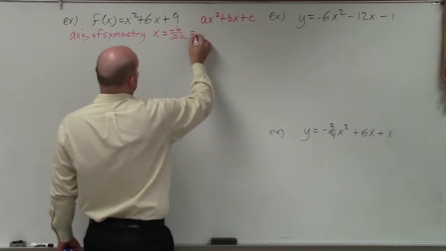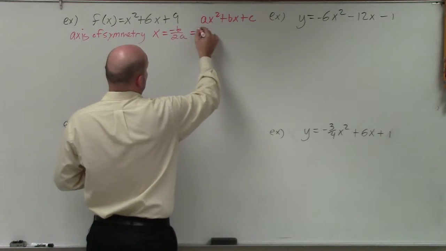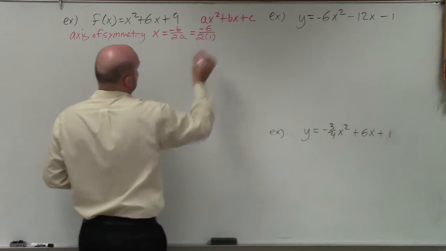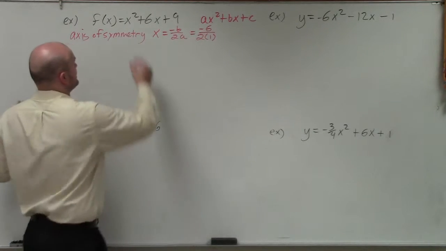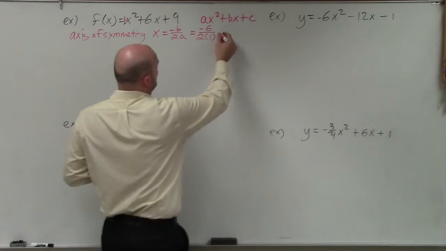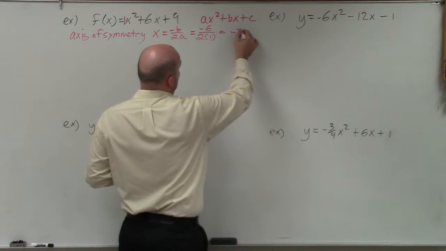So in this example, I have opposite of b, which is going to be my -6, divided by 2 times a, which in this case is going to be 1. So you can see I basically have a 1 here is my a, and 6 is going to be my b. Therefore, this is going to equal x equals -3.